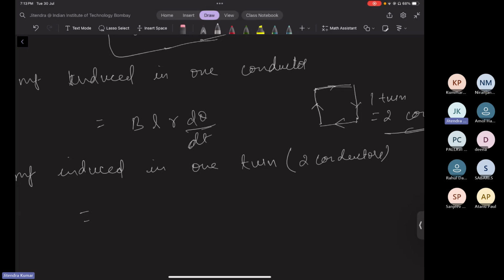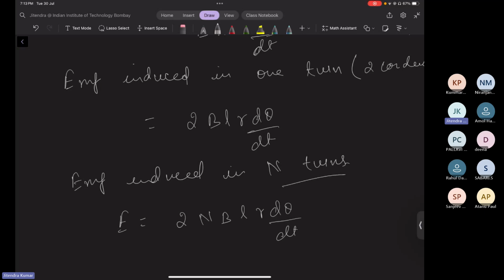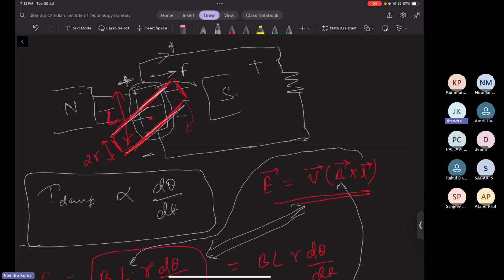So here, as we saw in the beginning of the lecture, it was dot and it was cross. So this EMF, if we consider plus and minus, will be 2 times B L R d theta by dt. If there are n turns, how much EMF will be induced? We will have to multiply with n: 2n B L R d theta by dt. So this much EMF is induced if we place our coils in such a fashion. How much? 2 L R B d theta by dt into n, right?